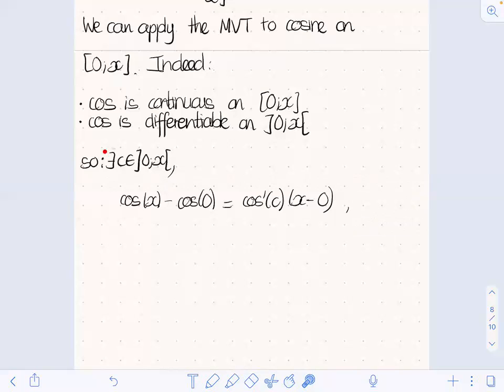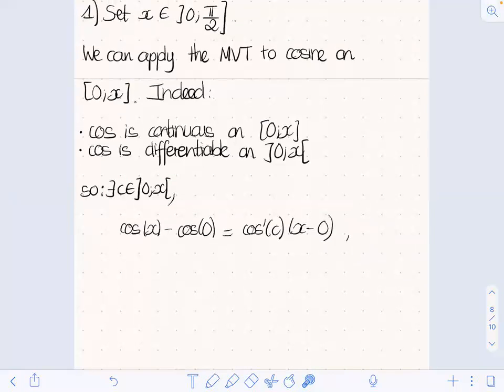No, the best answer is probably to write it like this. So to write it in that order, but I don't think it's that important in this specific case. So we get this equality.